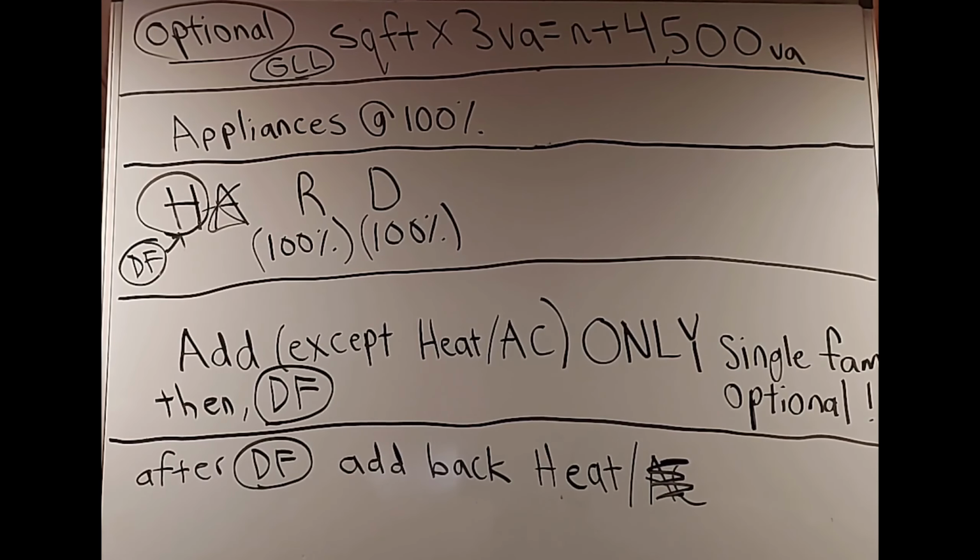We just get the number we're told and we add that to the rest of our calculations. The next step is just to add everything except for the heat and the AC. This is only for single family using the optional method. Then you have a demand factor for what you just added together. After doing that demand factor, you're adding back the heat or the AC, whichever one is bigger. And now you're done with the optional method for single family dwellings.